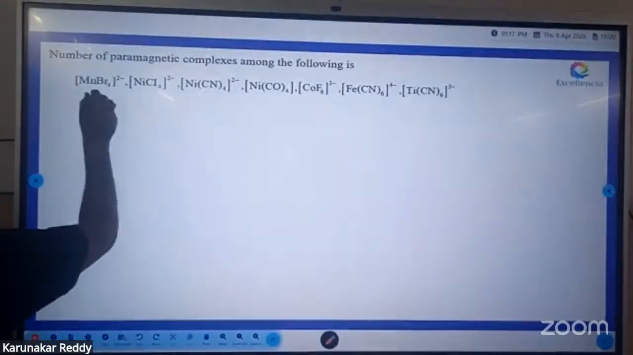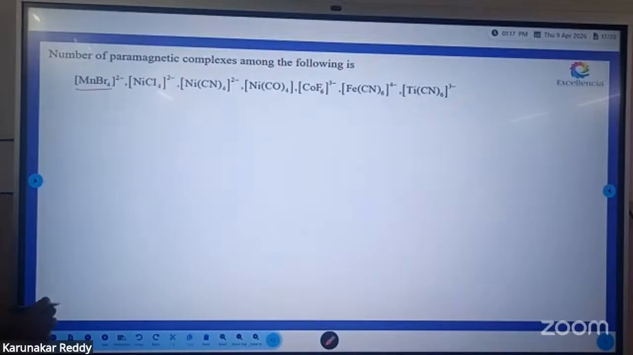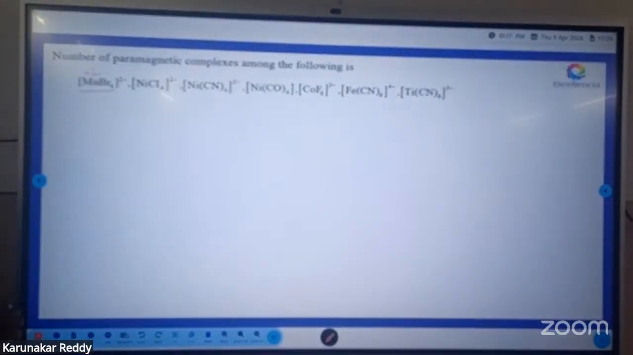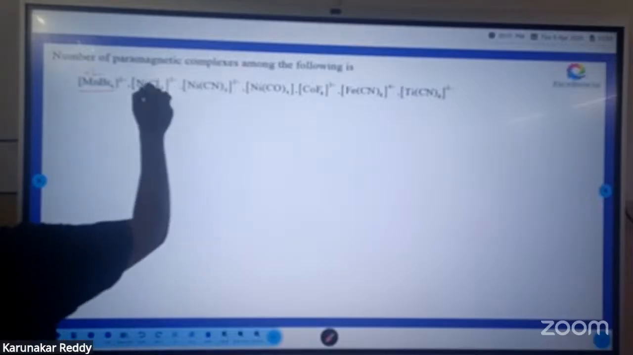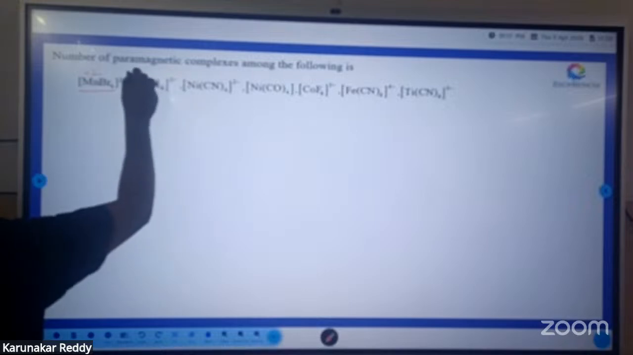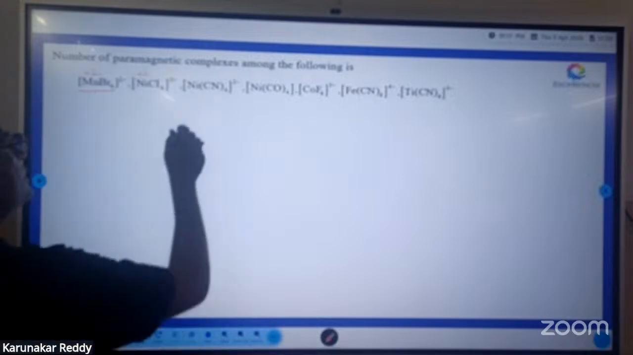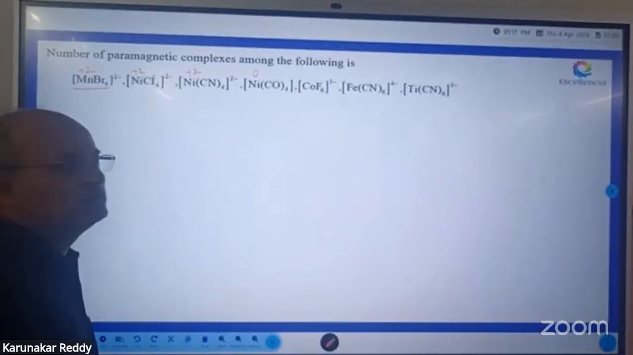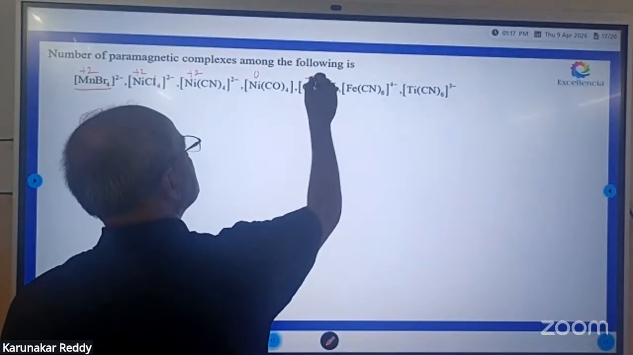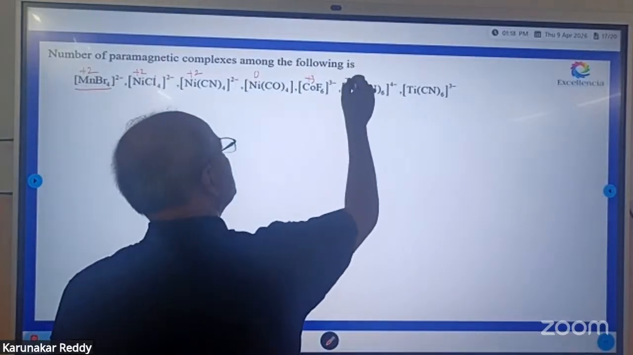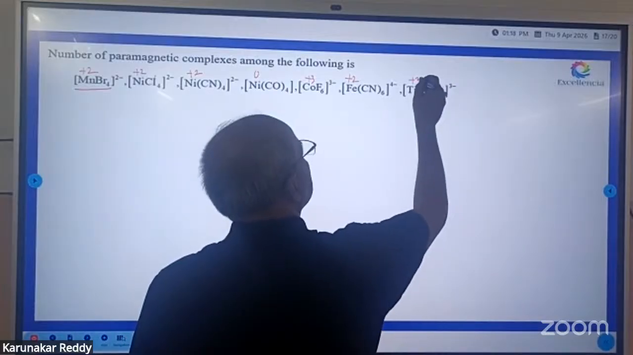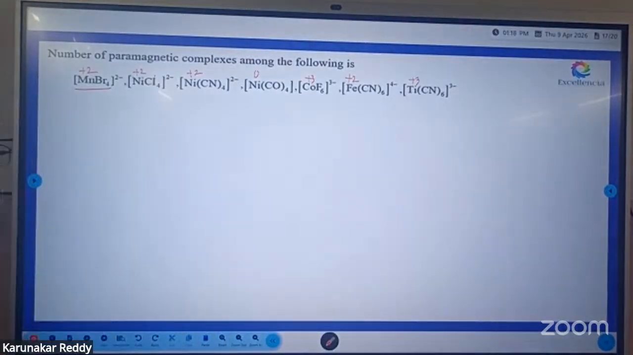First, tetrabromomanganate 2 ion. In this, manganese is in the +2 state. Here it's chlorine, tetrachloronickelate 2 ion, which is also having Ni +2. Here also Ni +2. And here Ni 0, nickel 0. The cobalt is with a +3 oxidation state. Here iron is with a +2 oxidation state. Titanium is with a +3 oxidation state.